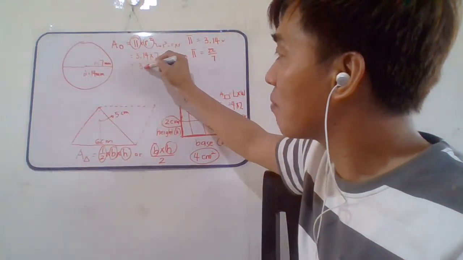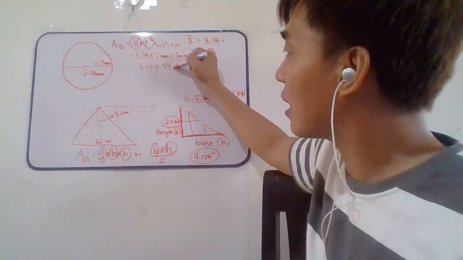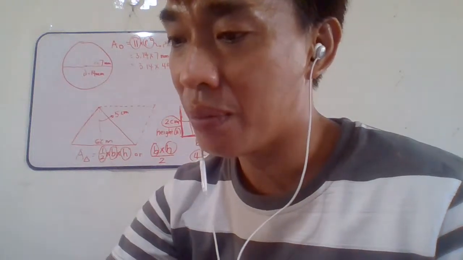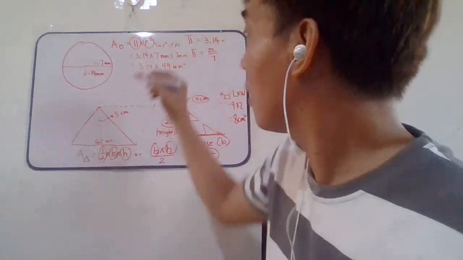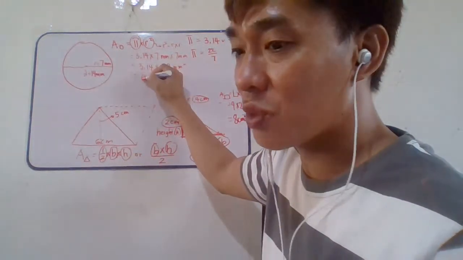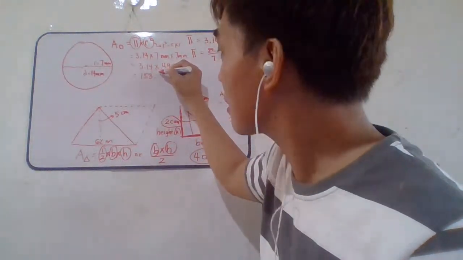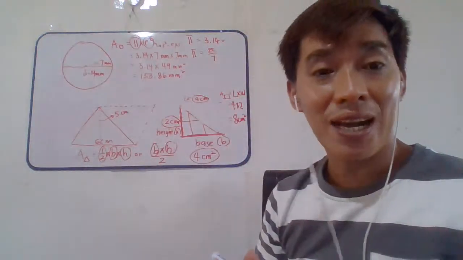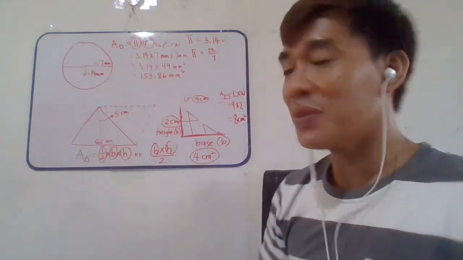So that is 49 millimeters squared. So 49 millimeters squared times 3.14. The area of that circle is 153.86 millimeters squared. That's how to solve for the area of the figure.